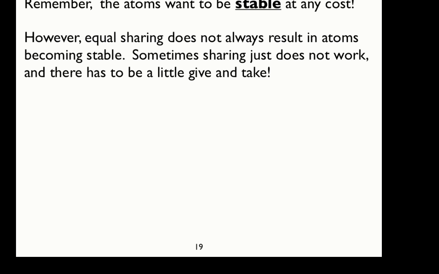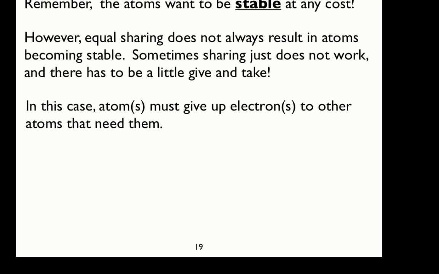So, if in fact they can't share to become stable, what is going to happen is some of them need to give up electrons to other atoms that need them. All right? Now, this goes back to the very beginning of this chemistry unit.